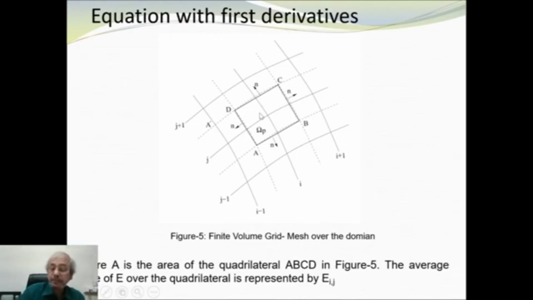cell ABCD. This we also mentioned, that this small control volume or the cell will be identified in such a way that its center will be its identification, and center will be identified by ij. So if we call this cell as ij cell, then we have also written here, if E is a property over this cell, that will be written as Eij, and i and j are the identification coordinates of the center of this cell.